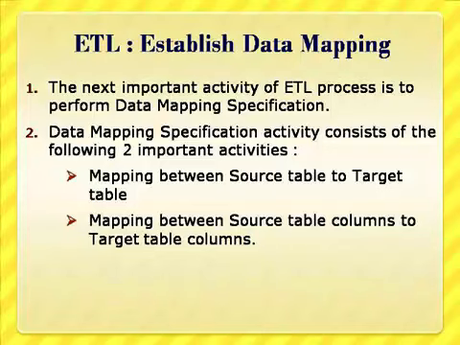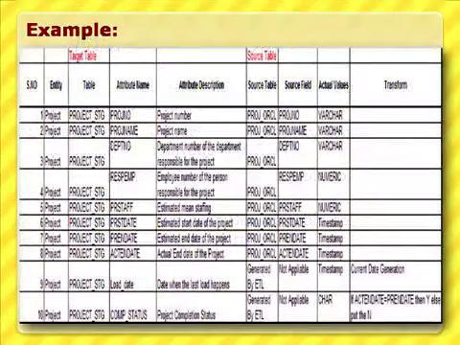Establish data mapping in ETL process. The next important activity of the ETL process is to perform data mapping specification. Data mapping specification activity consists of the following two important activities: mapping between source table to target table, and mapping between source table columns to target table columns. If you see the table below, it is indicating clearly two tables. One is the target table, other is the source table.